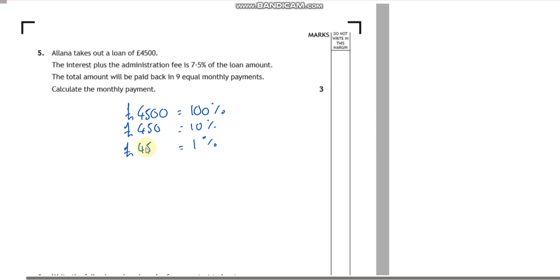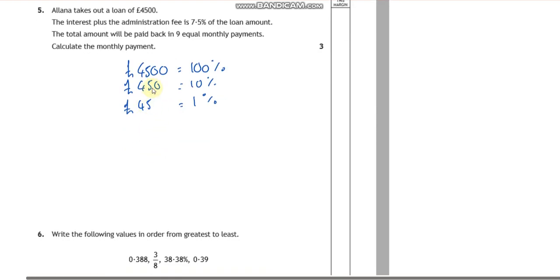So now I could take this, I'll do 5% actually as well. So for 5%, you're either halving the 10 or you're timesing this by 5. Just times that by 5, because once you've got 1%, you can get everything. So 225 is my 5%.